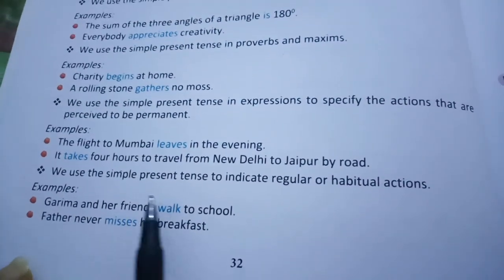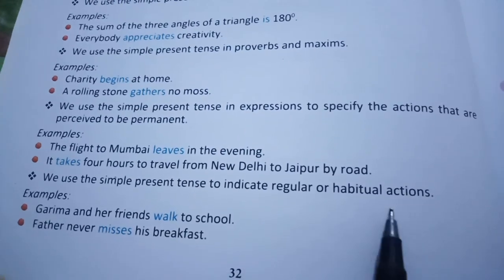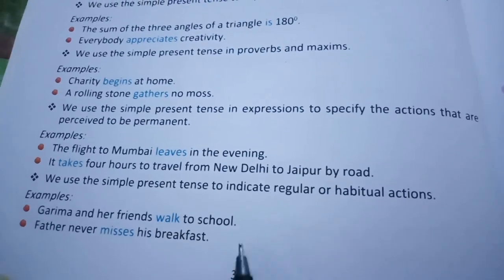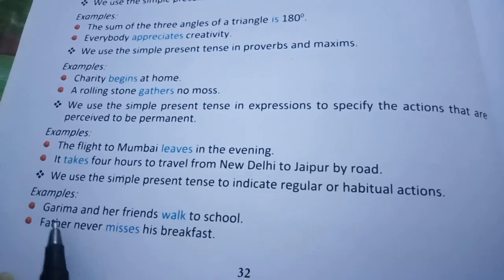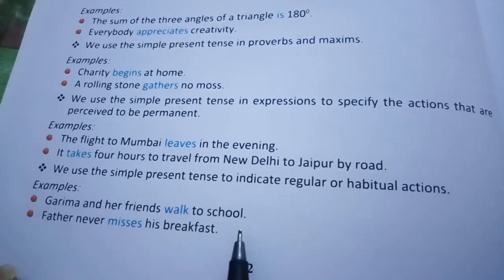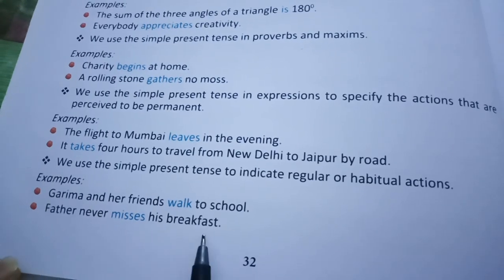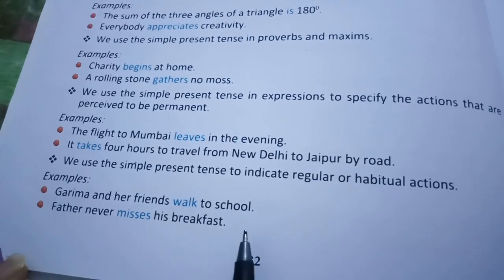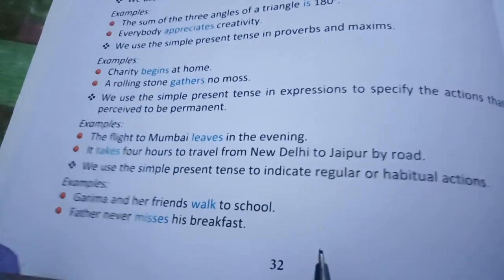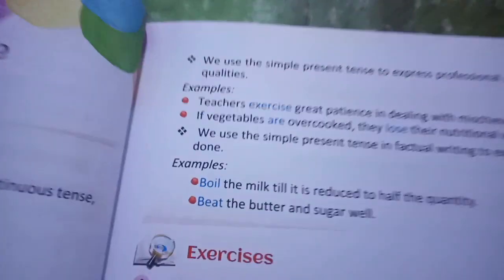We use the simple present tense to indicate regular or habitual actions. Any action which is done as a habit, as a regular action, like Garima and her friends walk to school. Father never misses his breakfast. These are regular actions, habitual actions. For those kinds of actions, we use simple present tense.